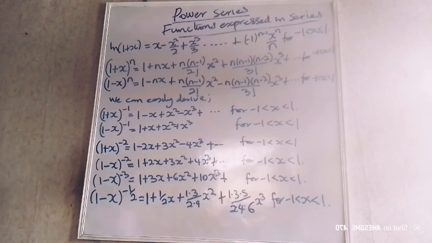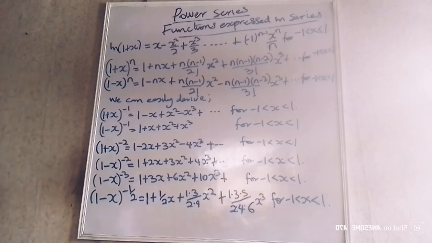For 1 plus x raised to power n, this is very interesting. This we have it as 1 plus nx plus n into n minus 1 over 2 factorial x squared plus n into n minus 1 into n minus 2 over 3 factorial x cubed plus, and continues like that, for minus 1 less than x, and x less than 1.